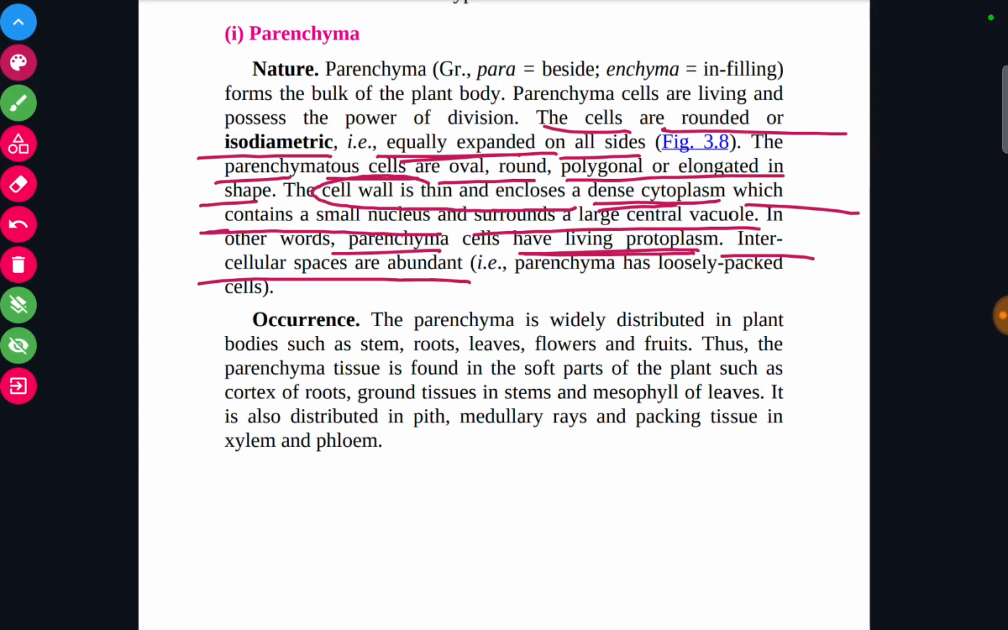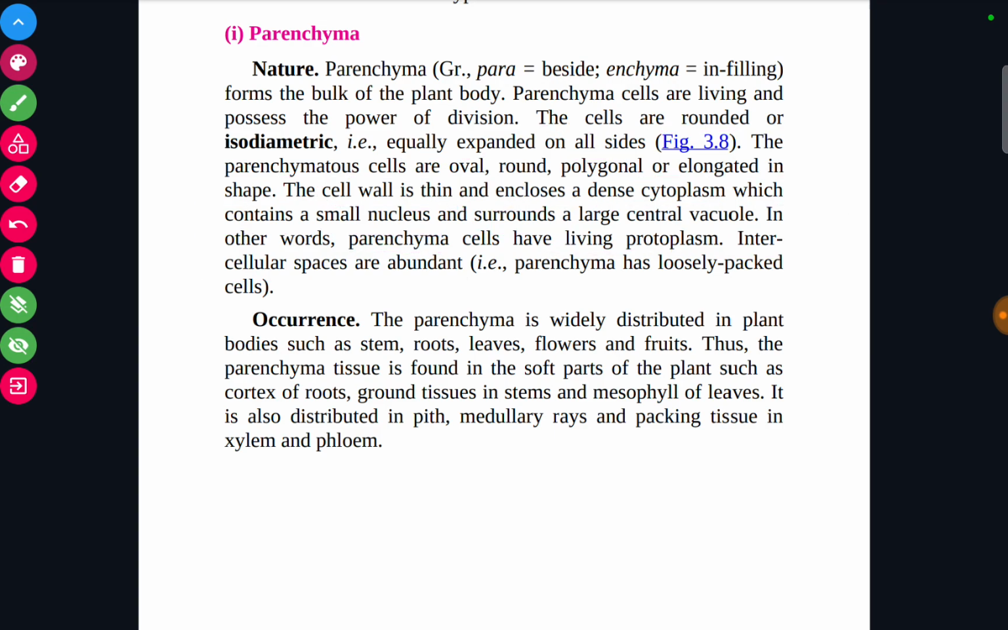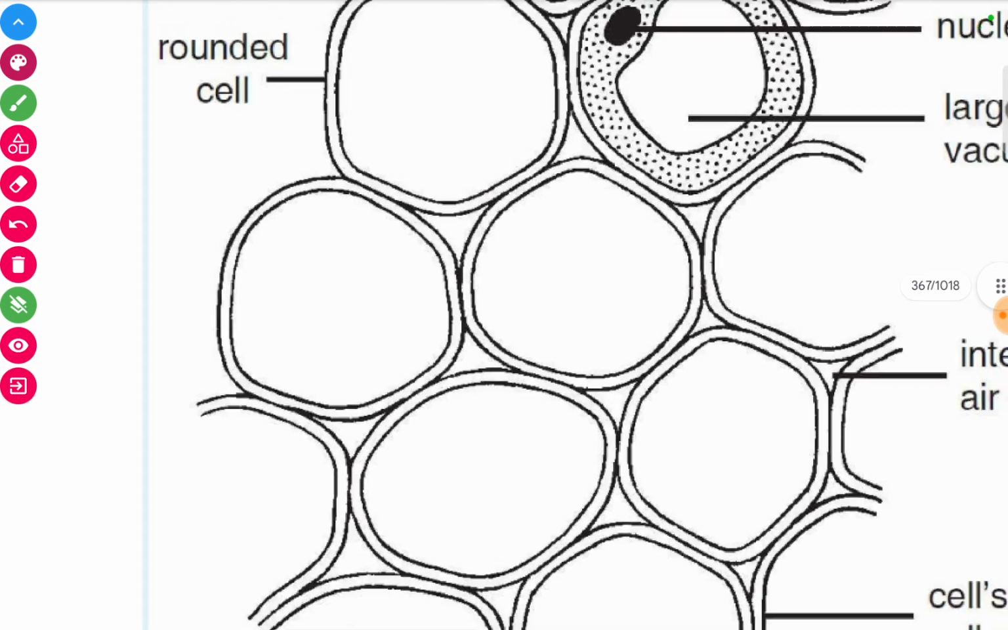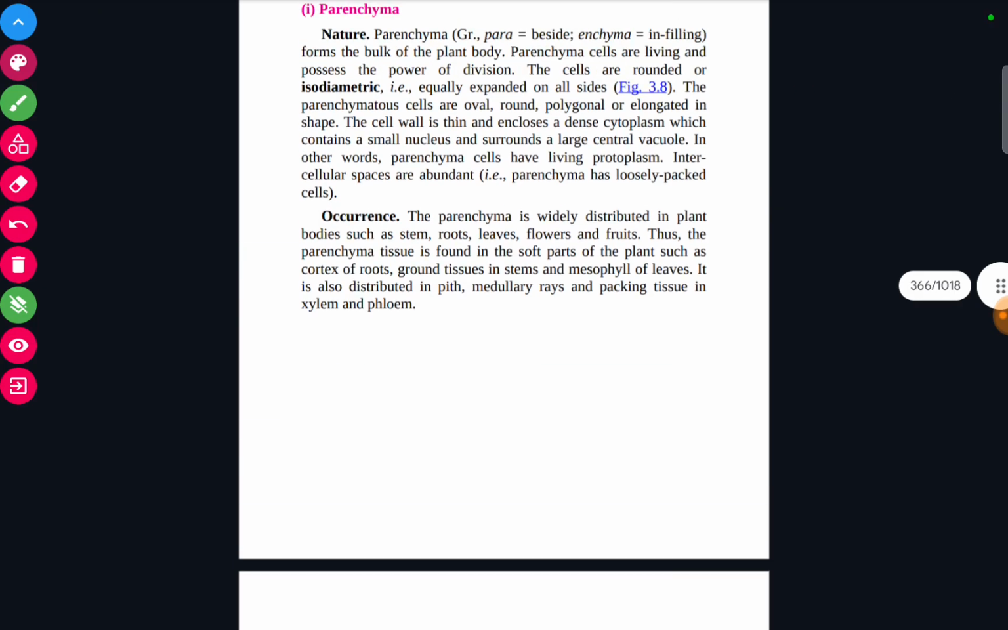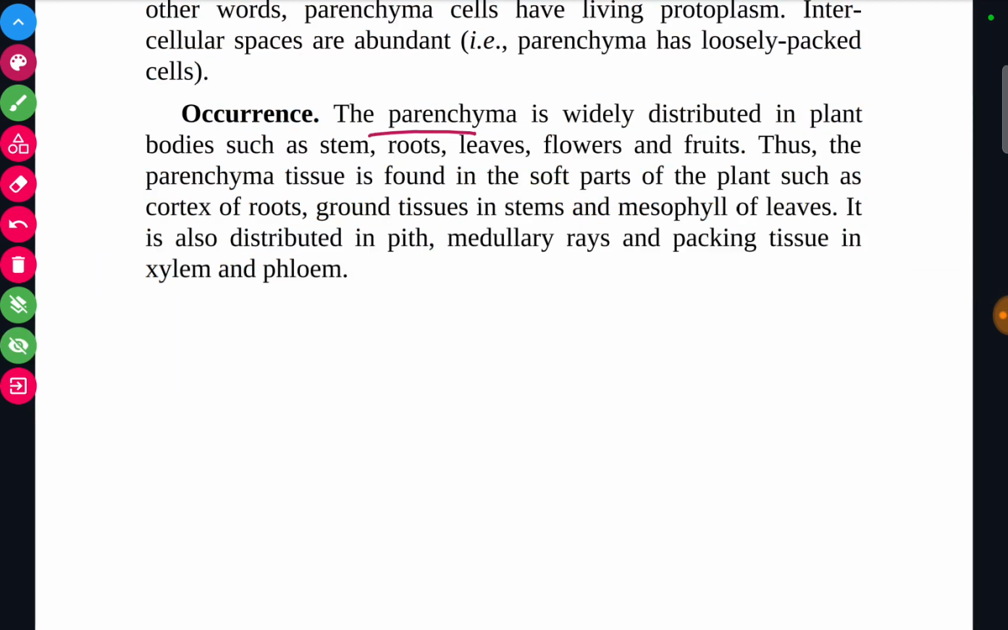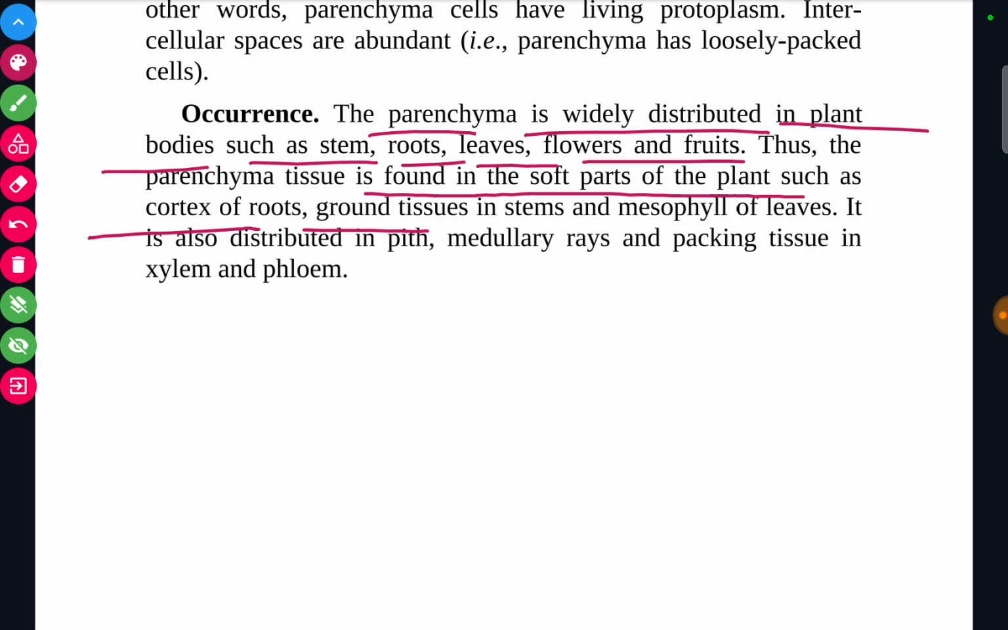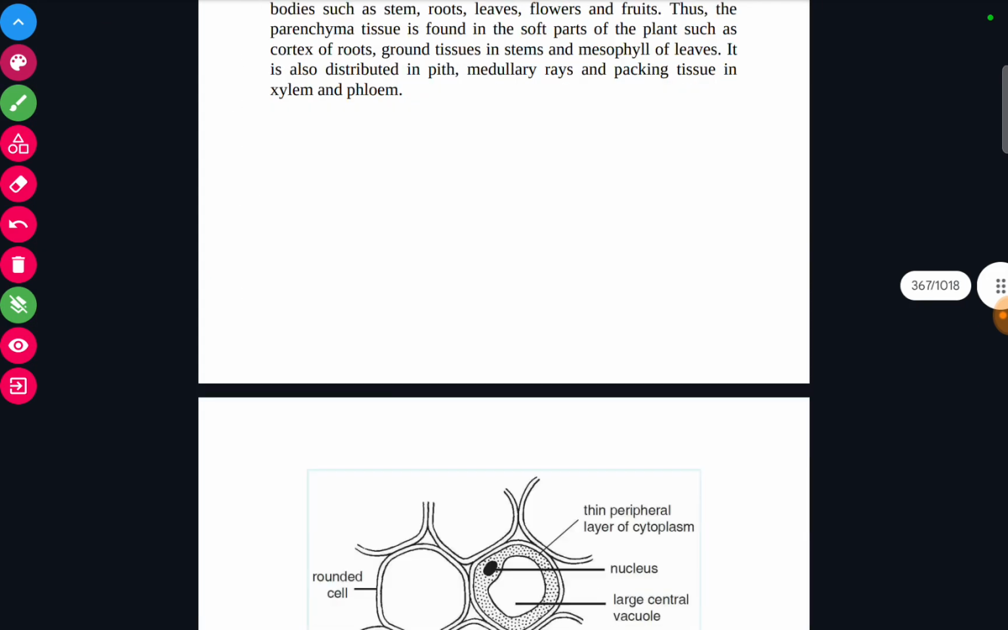Intercellular spaces are abundant. Parenchyma has loosely packed cells. I've already shown in the picture that they have loosely packed cells with intercellular spaces. Where are they found? The occurrence is wide in the plant body, such as stem, root, leaf, flowers and fruits. Thus parenchyma tissue is found in the soft parts of the plant, such as the cortex of the root, ground tissue in stem, and mesophyll of leaves. It is also distributed in the pith, medullary rays and as packing tissue in the xylem and phloem. So this is about the occurrence of parenchyma cells.